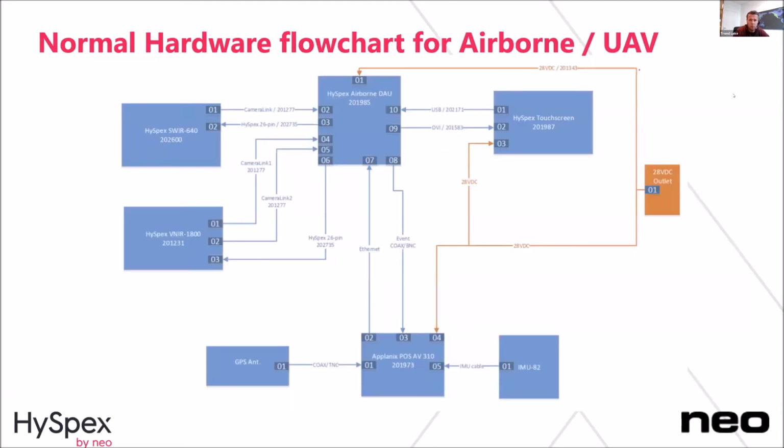This is a typical airborne installation. In the Dornier you have a little bit different setup, because you don't have a touchscreen directly coupled to the high-spec computer. You have a TCP/IP interface that's controlling the software. But this is a normal one where you have a DAU, data acquisition unit, basically a specially made computer. It's connected to the VNIR and SWIR cameras, both with Camera Link and a MIL-spec cable that has the triggering, power and stuff like that.